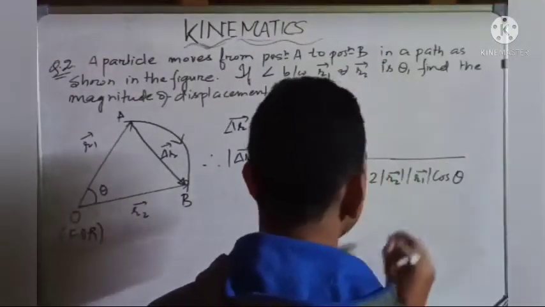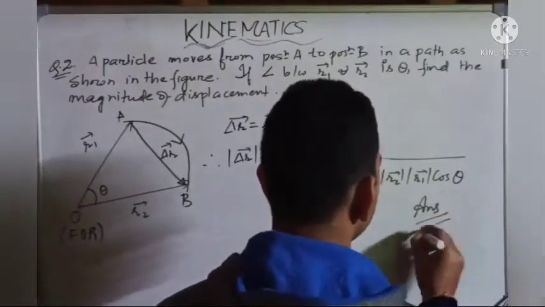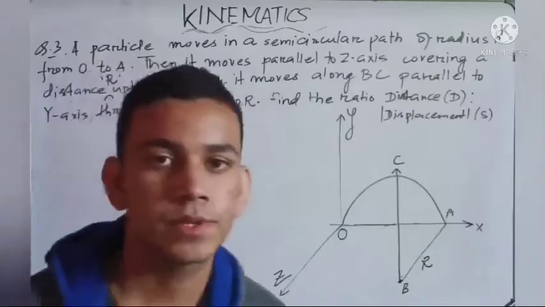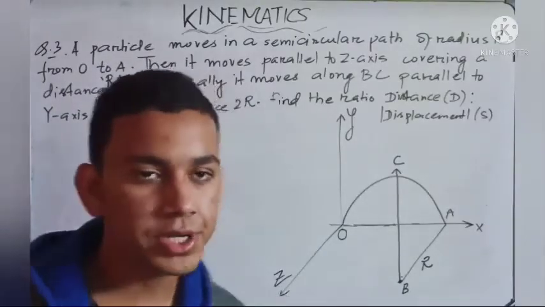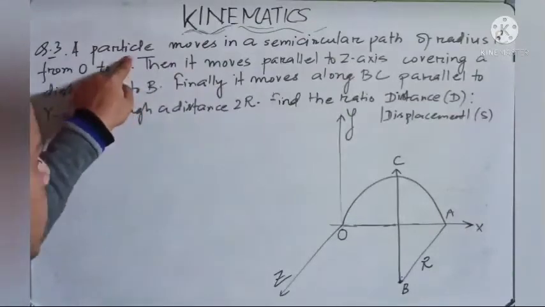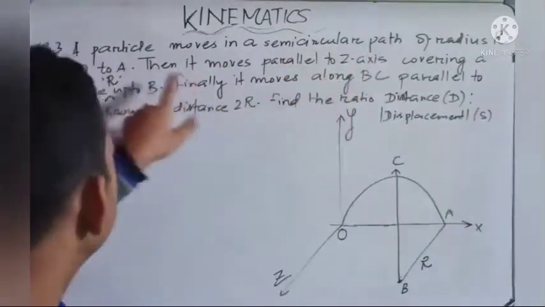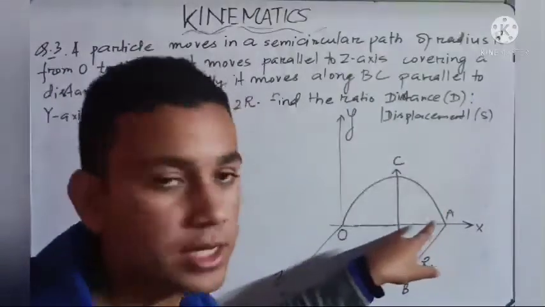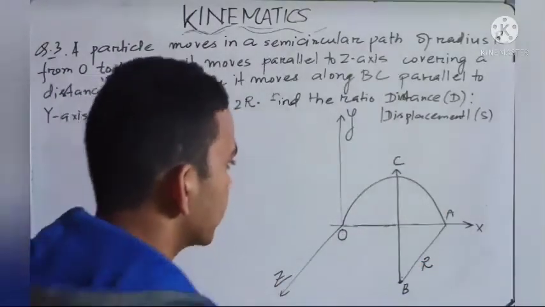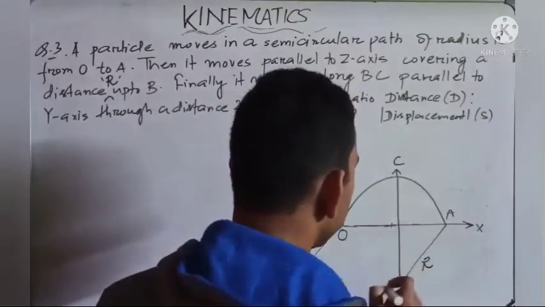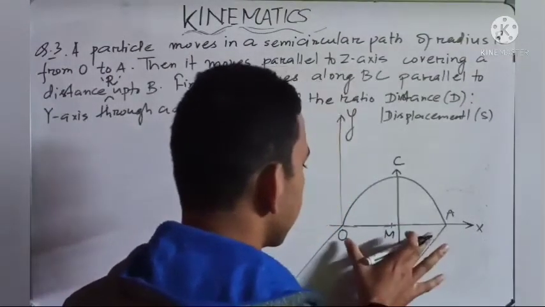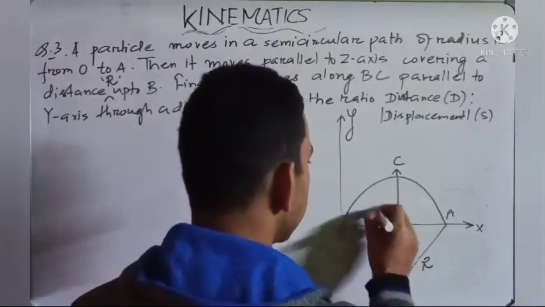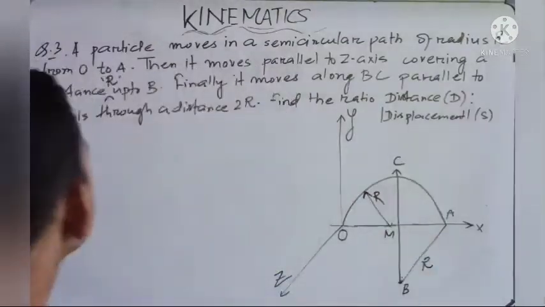So this is going to be the answer. Next, we are going to solve question number 3. Here, we are given a particle moves in a semicircular path of radius r from O to A. That means the particle moves from O to A in this semicircular path whose radius is given as r. Suppose this be the midpoint of this line segment OA, and this is going to be the radius r.